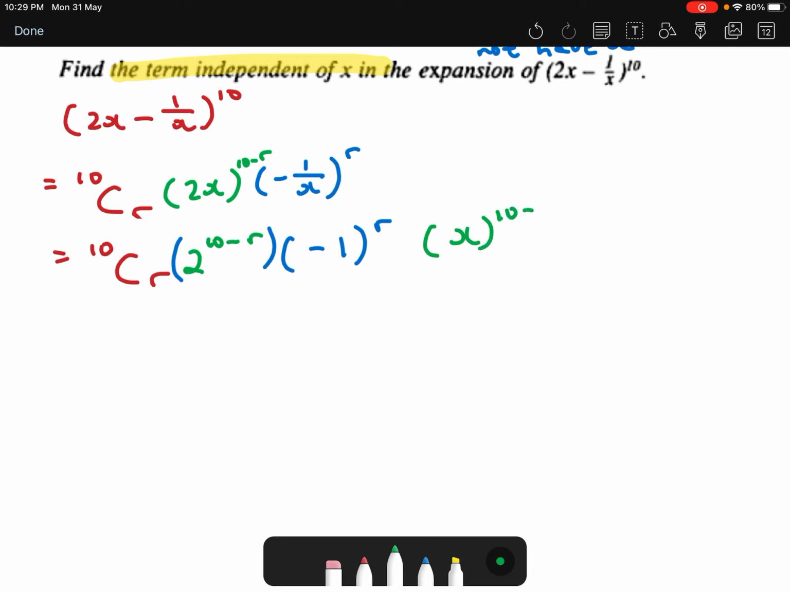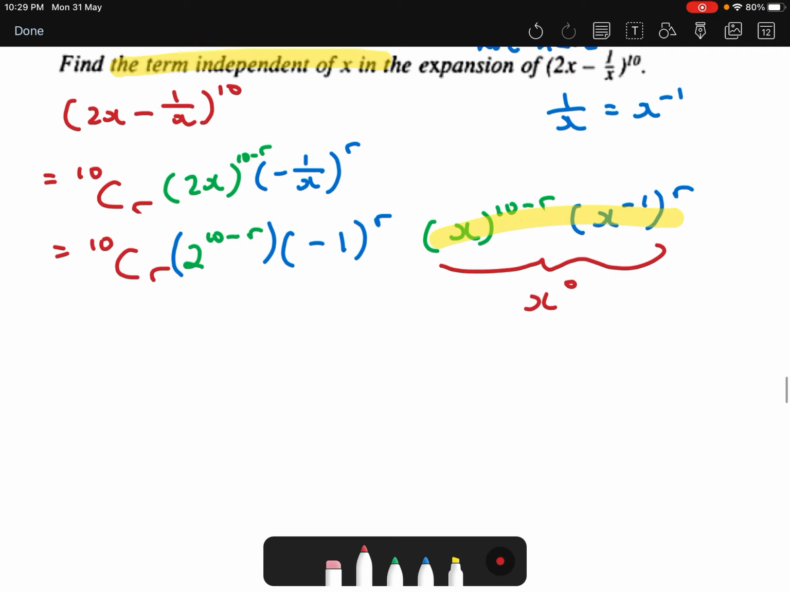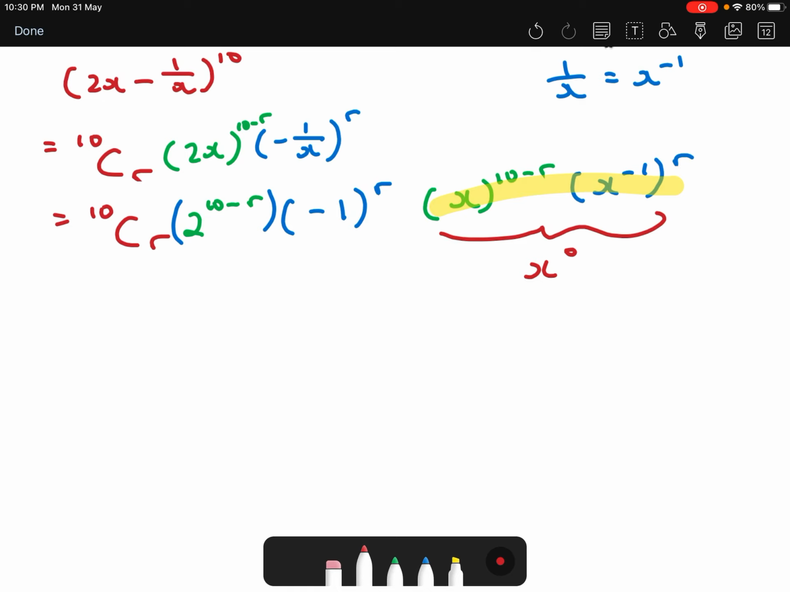So x to the power of 10 minus r, then the blue one we make into 1 over x, right? Make it into indices, so x to the power of minus r. I want to find the x term, sorry, not the x term, the x to the power 0 term. So these must equate to x to the power 0. It's basically the same as what we did in the last video. So x to the power of 10 minus r, multiplied by x to the power of minus r, equal to x to the power 0.